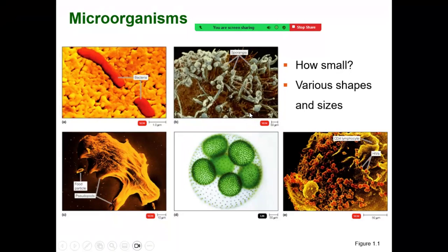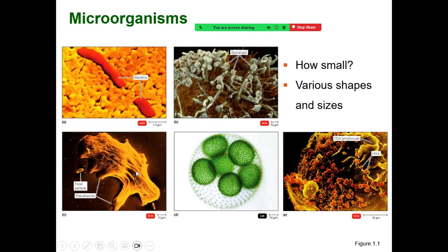This looks like a fungi, and we can see this is quite a bit bigger. That's 50 micrometers there. And it's hard to make out the cells there, but there's one cell there, and there's one cell there, and this looks like one cell there.